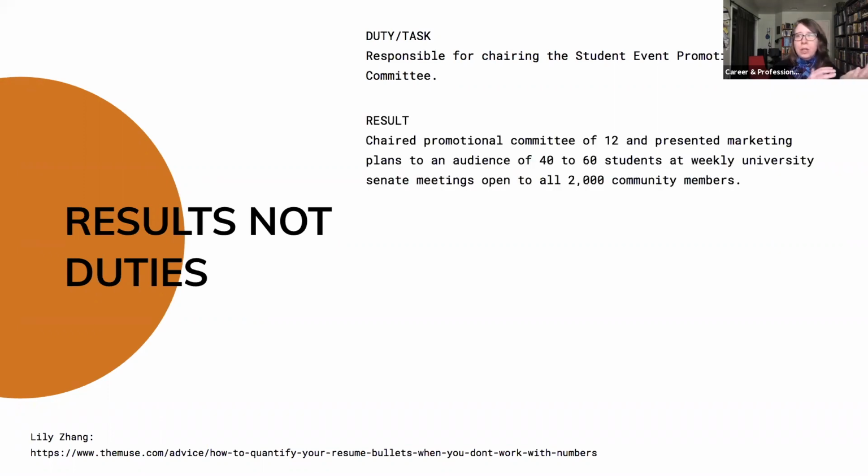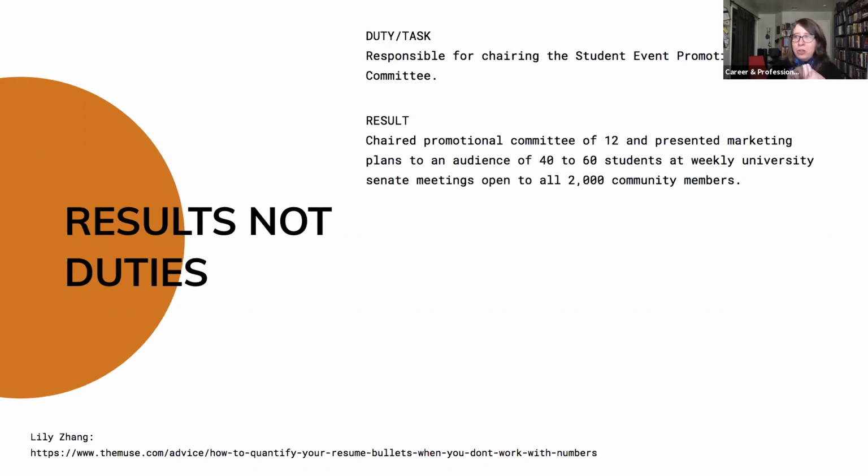Instead, as a result, this is written as chaired a promotional committee of 12 and presented marketing plans to an audience of 40 to 60 students at weekly university senate meetings open to all 2,000 community members. So here we've got numbers that introduce scale, a committee of 12, an audience of 40 to 60, and a meeting open to 2,000.